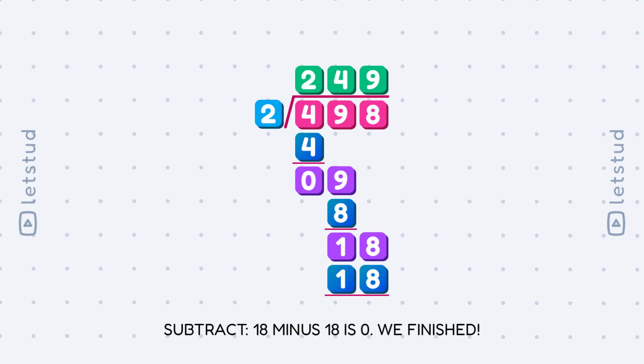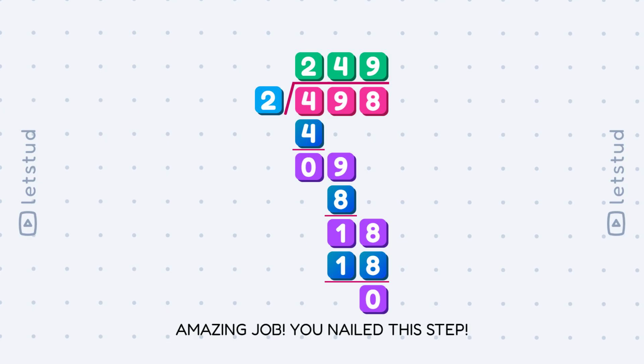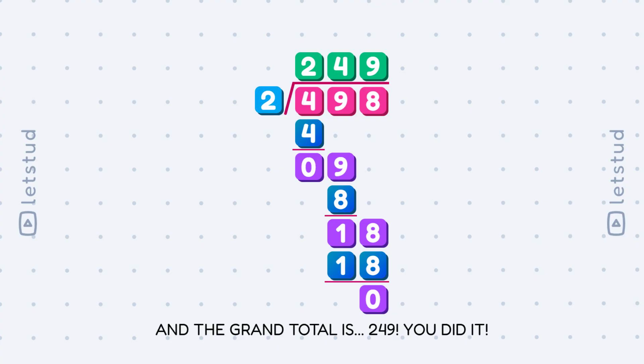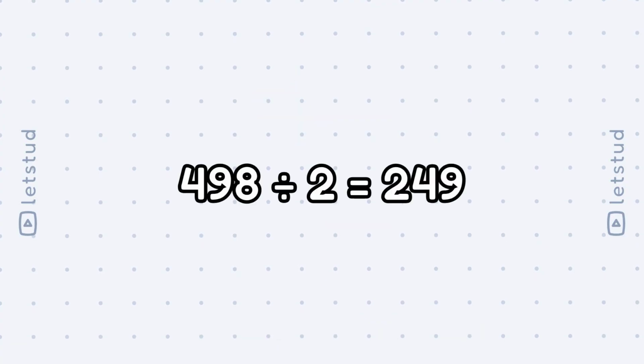We finished. Amazing job, you nailed this step. We've got no remainder left and no more digits to bring down. We're done. And the grand total is 249. You did it. We just conquered 498 divided by 2 step by step.